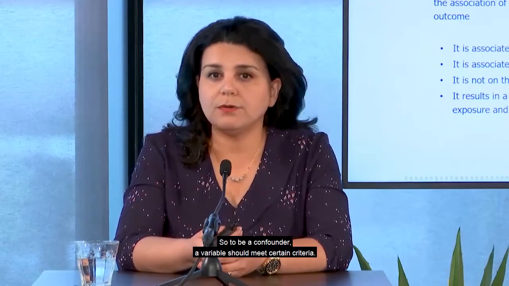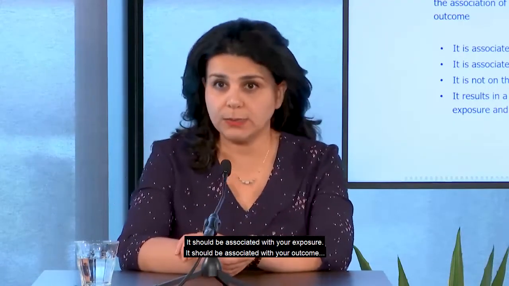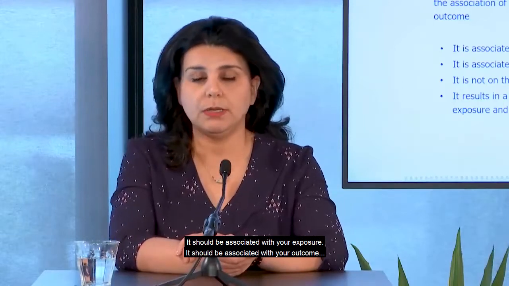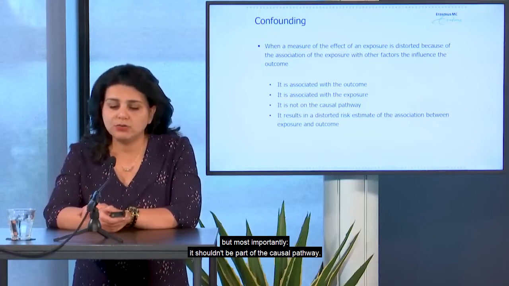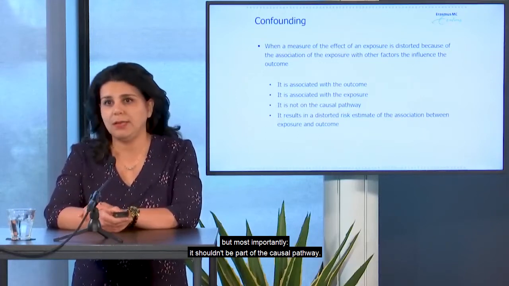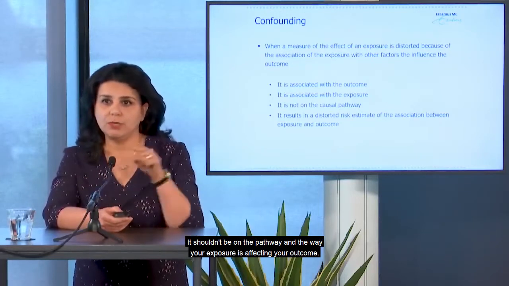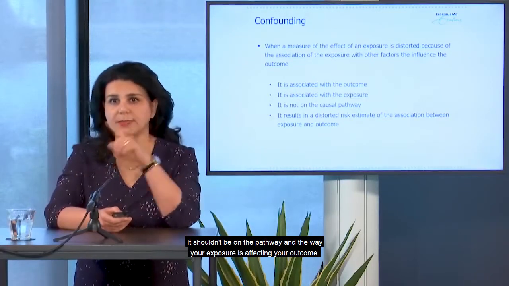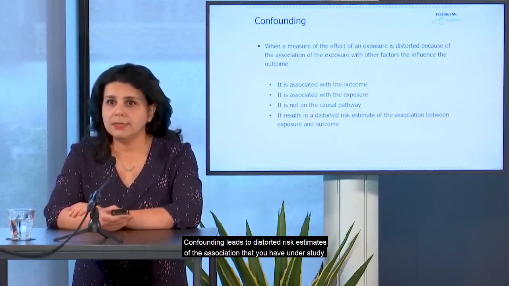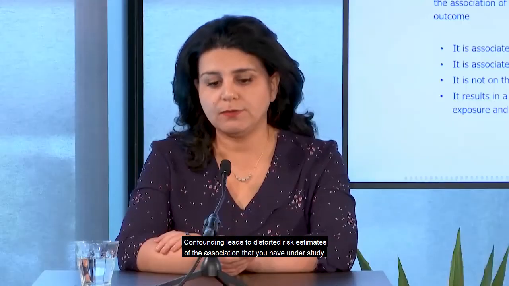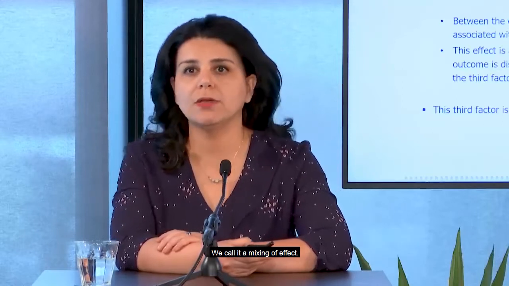So to be a confounder, a variable should meet certain criteria. It should be associated with your exposure. It should be associated with your outcome. Most importantly, it shouldn't be part of the causal pathway. So it should not be in between your exposure and outcome. It shouldn't be on the pathway of the way your exposure is affecting your outcome. Confounding leads to a distorted risk estimate of the association that you have under study. We call it a mixing of effect.